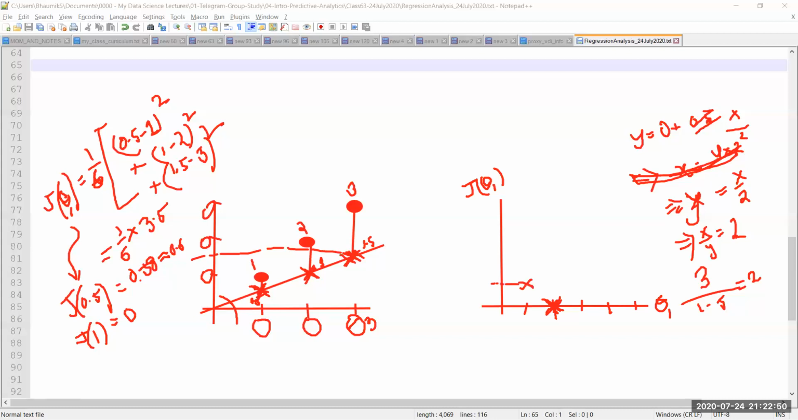Let's say this is 0.6. So I have a point here. I lower the value of theta 1, I will see I get a J of theta 1 something like this. I increase the value, I'll get J of theta 1 value something like this. You see what is happening here?